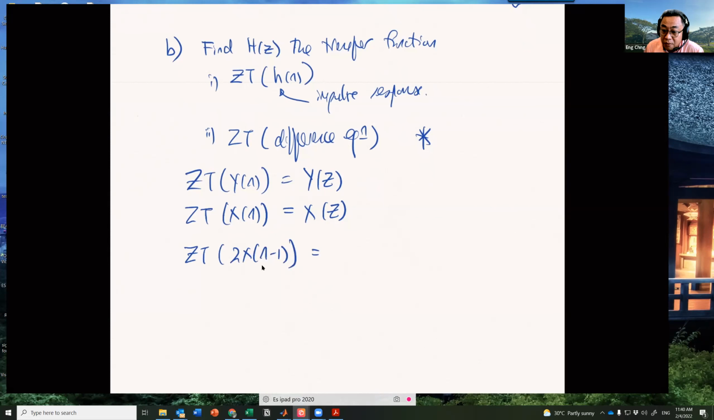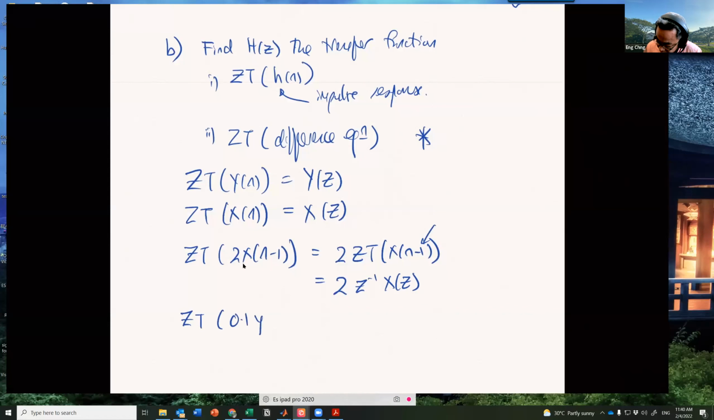So the Z transform is, you can bring the 2 out, then Z transform x of n minus 1. What is n minus 1? So it is 2 z minus 1 due to this minus 1 here, X of z. Okay. So this is what you need to do. All right, and the last one, of course, is the Z transform of 0.1 y of n minus 1. So you follow the style above, it is 0.1 z minus 1 Y of z.